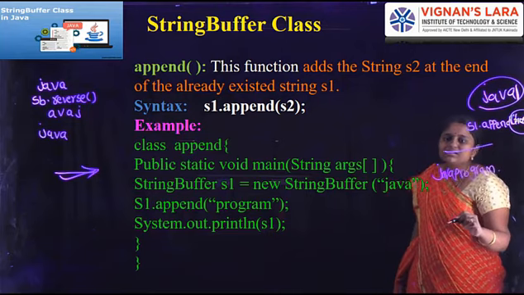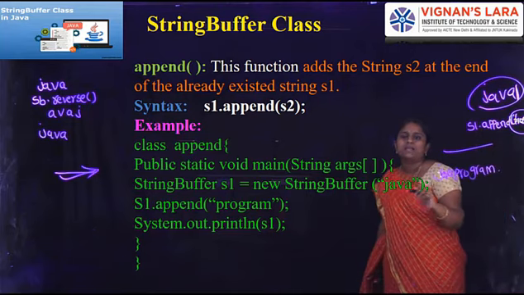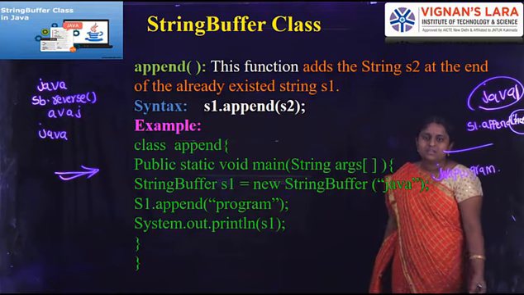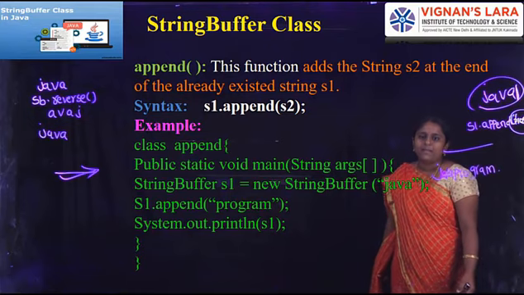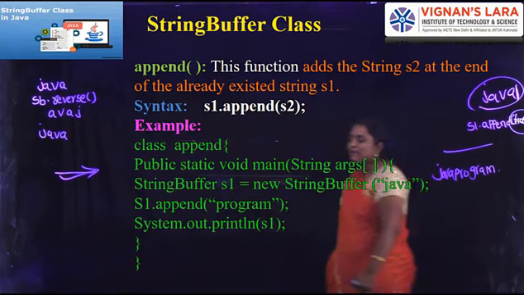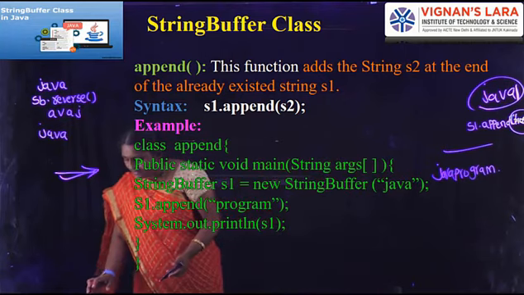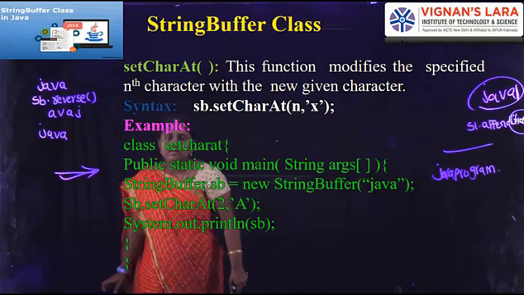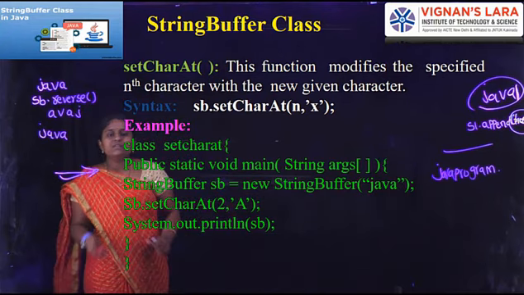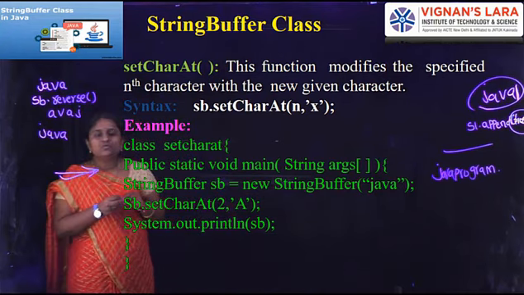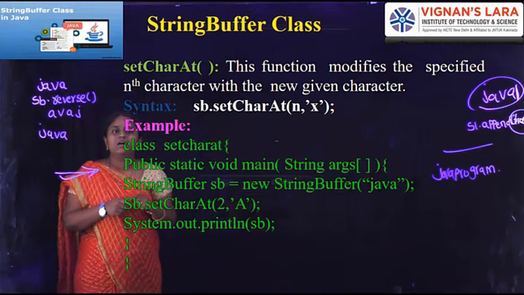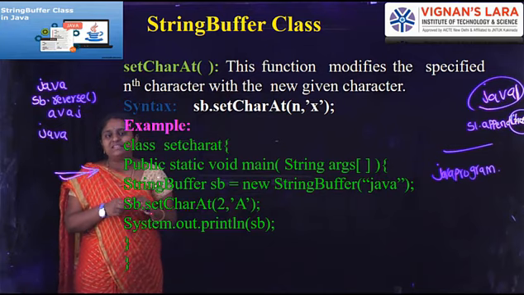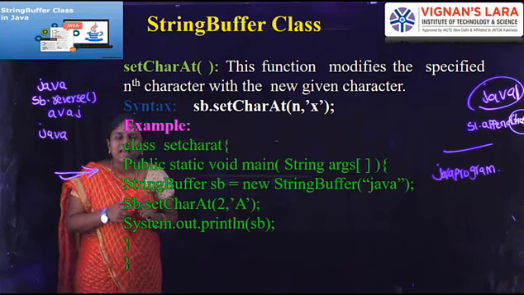It adds string s2 at the end of the already existing string. That is the functionality of the append method. Okay, next I will move on to another method. Here, setCharAt method. What is the functionality of this method? By using the setCharAt method, it modifies the specified nth character with a new given character.